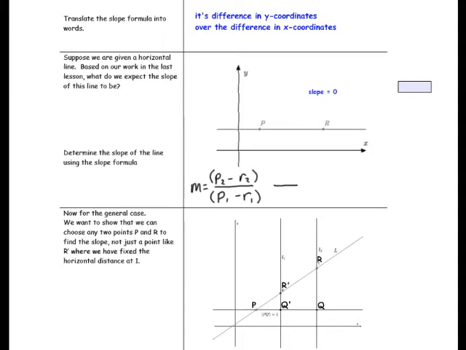So the vertical change is 0, and the horizontal change is P sub 1 minus R sub 1. And we don't know the numbers. And 0 divided by anything is 0. So the slope of this horizontal line is 0.